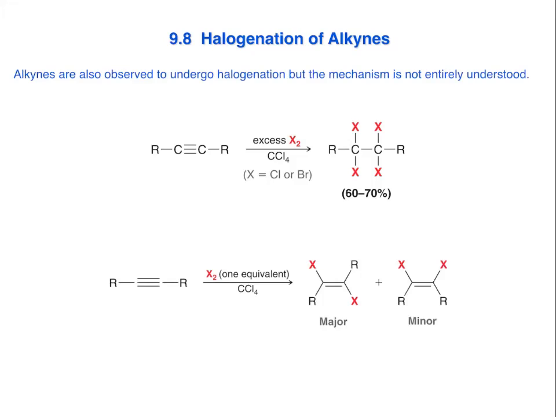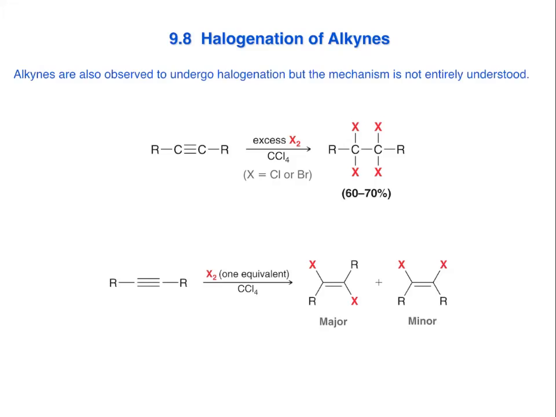In this video, we're going to cover sections 9.8 and 9.9. 9.8 looks at the halogenation of alkynes, and 9.9 looks at alkylation of terminal alkynes. So halogenation of alkynes, there's not a lot that we currently understand about the mechanism, but the overall products that are observed from this reaction can be discussed.